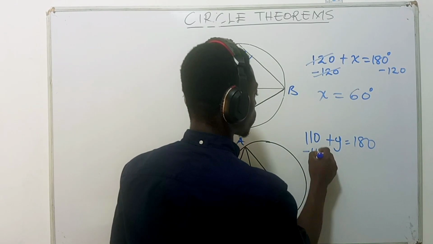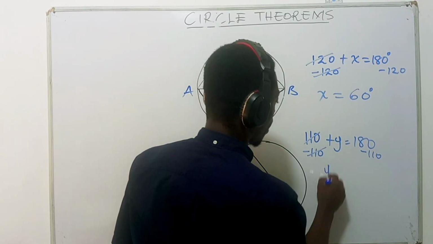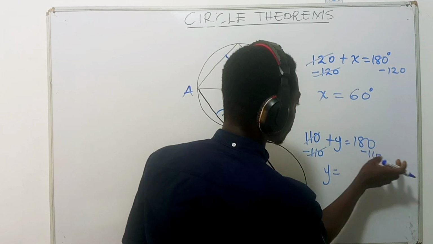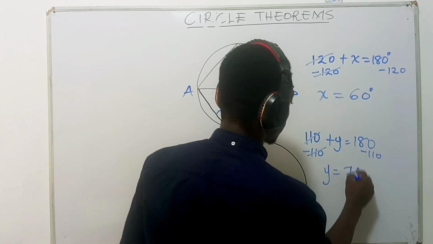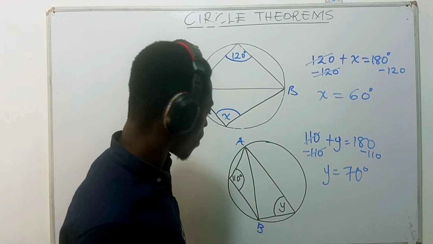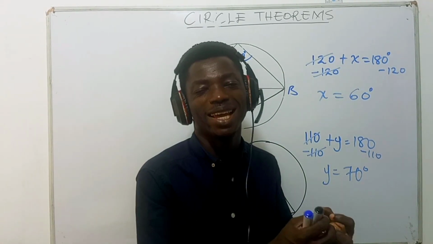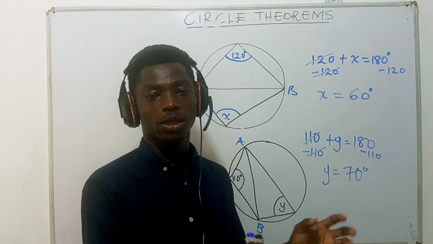Then when we subtract 110 from both sides of the equal sign, this and this will go. We have y equal to 180 minus 110. That is obviously 70 degrees. And it is always important to bring the degrees. All right. So this is what the third theorem is saying. And it's not difficult at all, guys. So let's keep going.